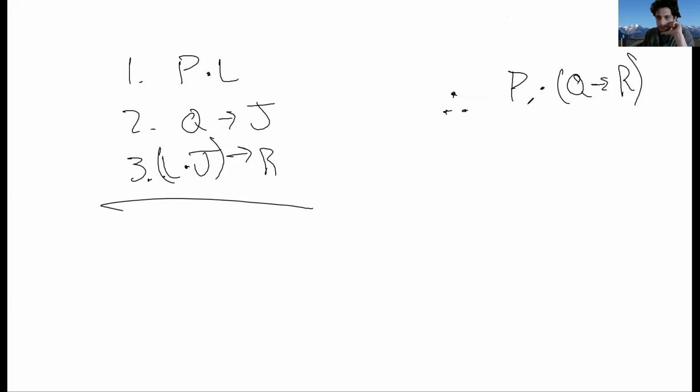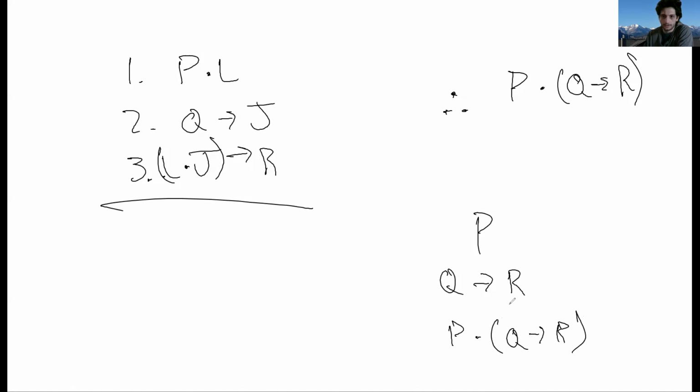So our conclusion is still P is true and Q implies R, but now premise one is P and L are both true. Q implies J, and L and J imply R. And so we want to get to this conclusion. Our main operator is not a conditional, it's a conjunction. But you might be able to tell that really what I want to get to is just two different things: P, and Q implies R. And then at the end of the day, I can just conjoin those things. And then there's my conclusion.